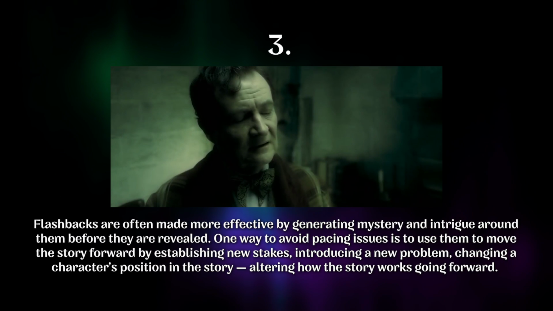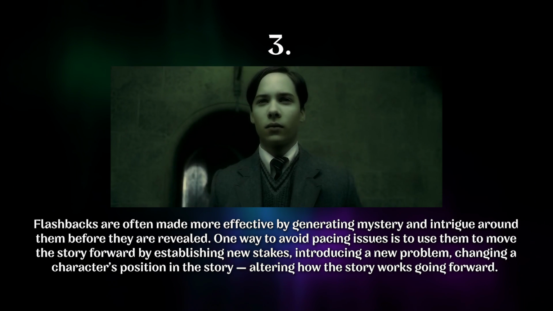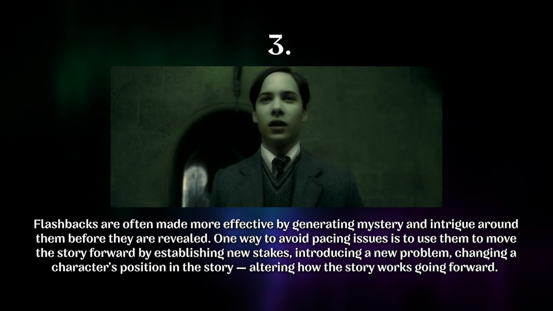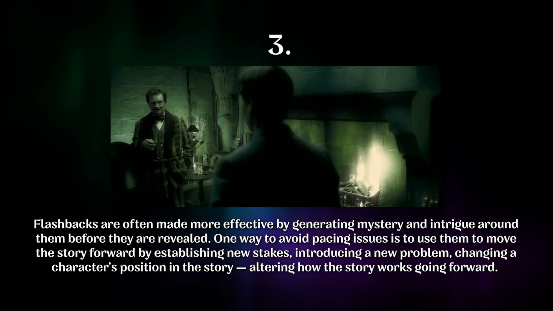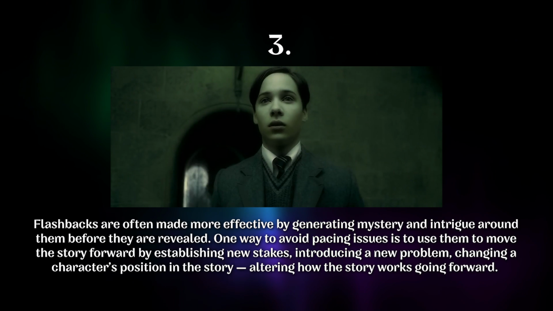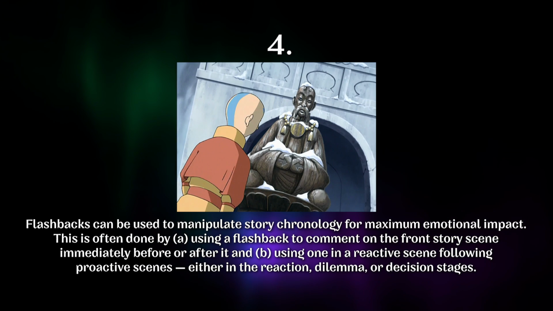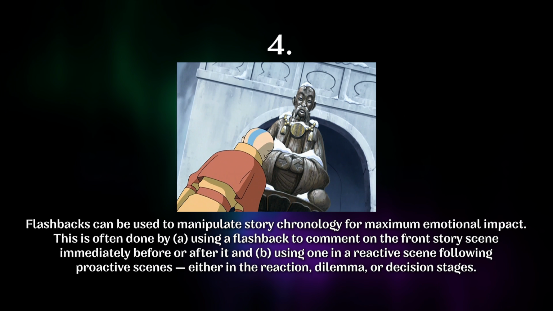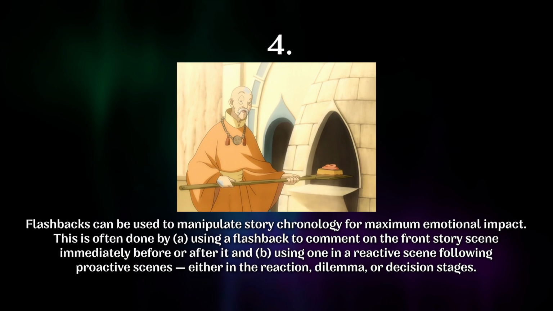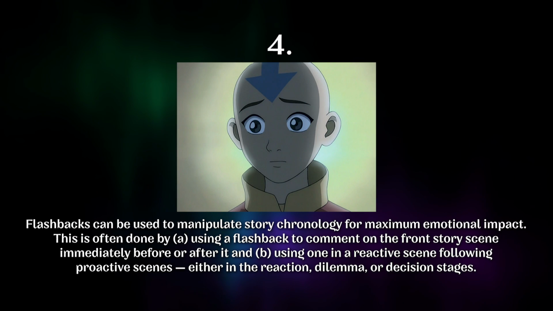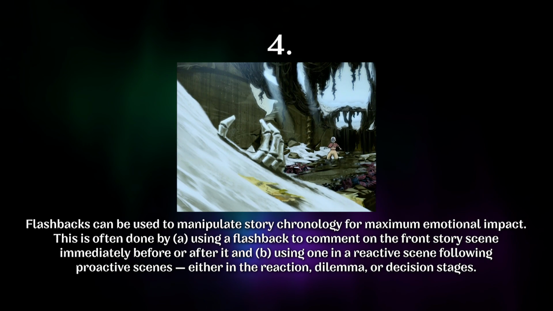Thirdly, flashbacks are often made more effective by generating intrigue and mystery around them before they are revealed. One way to avoid pacing issues is to use them to move the story forward by establishing new stakes, introducing a new problem, changing a character's position in the story, altering how the story works going forward. Fourthly, flashbacks can be used to manipulate story chronology for maximum emotional impact. This is often done by A, using a flashback to comment on the front scene immediately before or after it, and B, using one in a reactive scene following proactive scenes, either in the reaction, dilemma, or decision stages.